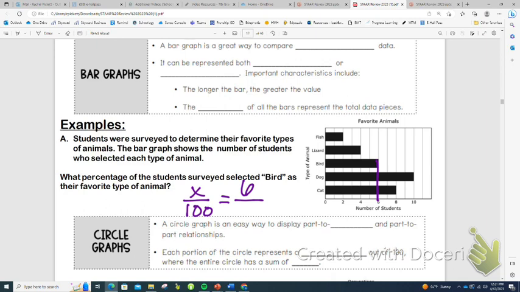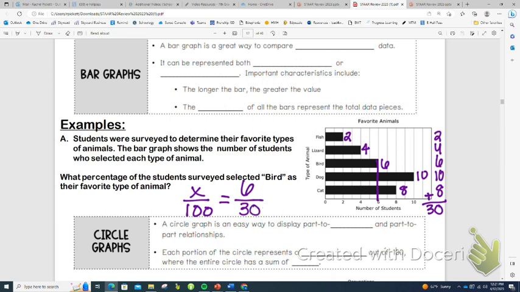Now we need to figure out the total. To find the total, we're going to figure out where each of the bars go to and then add them all together. So fish goes to 2, lizard goes to 4, bird goes to 6, dog goes to 10, and cat goes to 8. To find the total, we're going to add all of those numbers together. And when we add all those together, we get 30. So that's going to be our total.